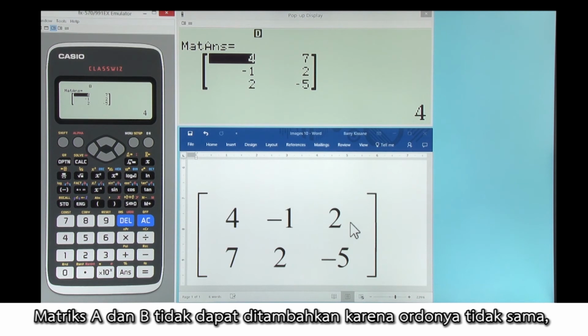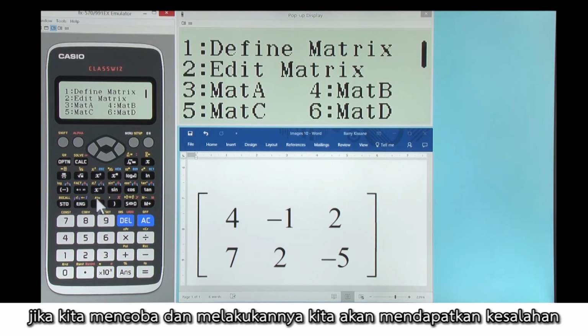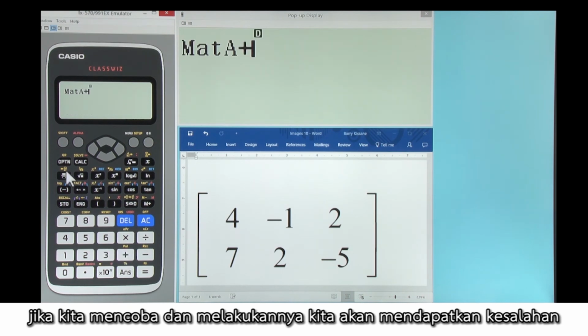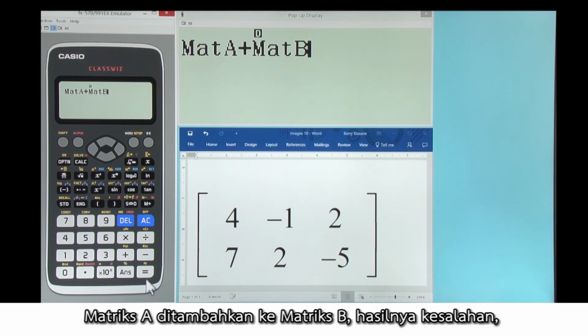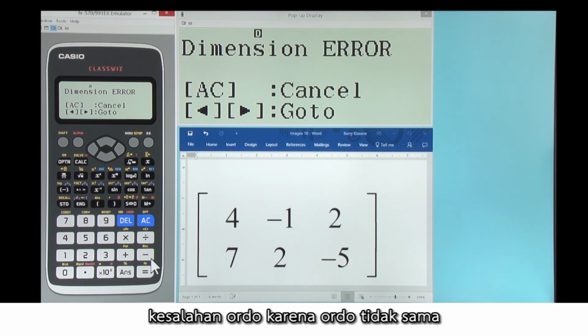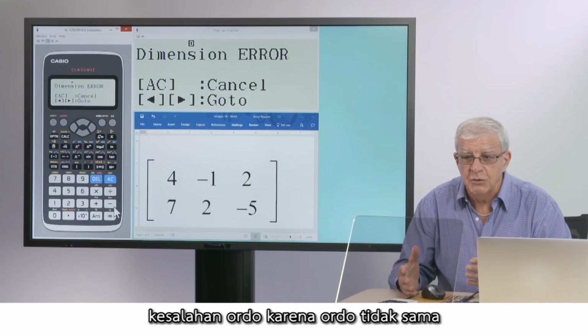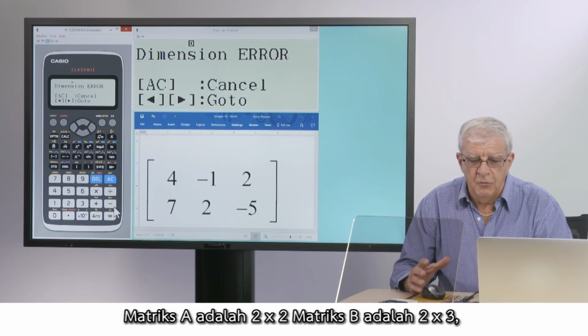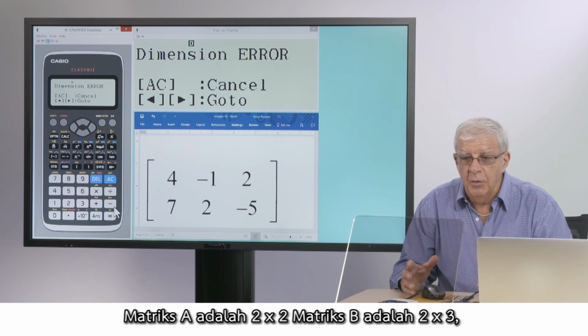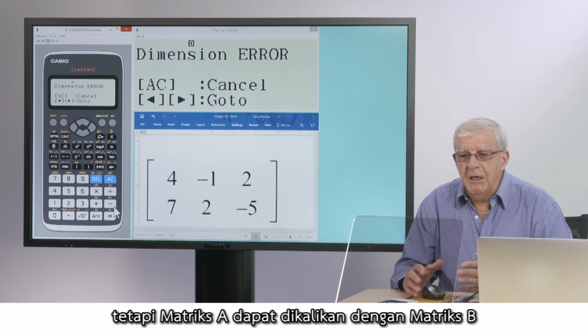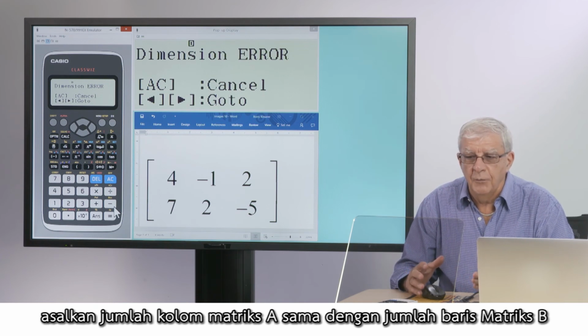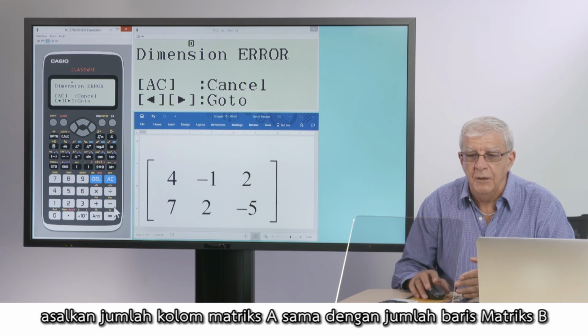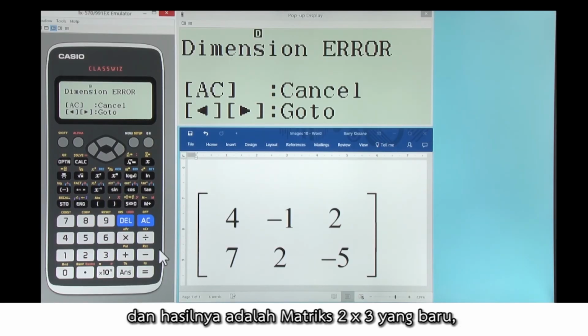Matrices A and B cannot be added as their dimensions are not the same. If we try and do that, we'll get an error. Matrix A added to matrix B gives a dimension error, because the dimensions don't match. Matrix A is 2 by 2, matrix B is 2 by 3. But matrix A can be multiplied by matrix B, since the number of columns of matrix A is the same as the number of rows of matrix B, and the result is a new 2 by 3 matrix.